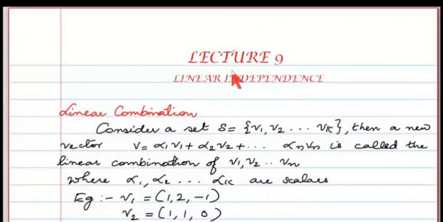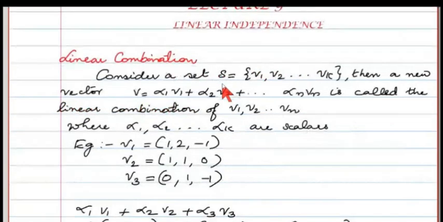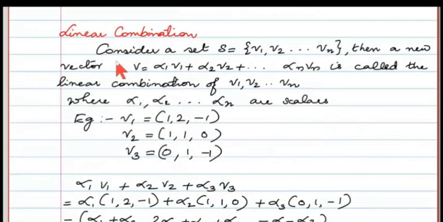The ninth lecture of linear algebra. In this lecture, we are going to discuss what is linear independence. In the last lecture, we were discussing the vector space, vector subspaces, etc. So what is a linear combination?